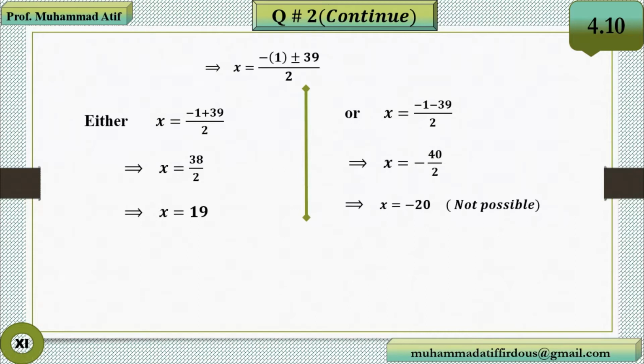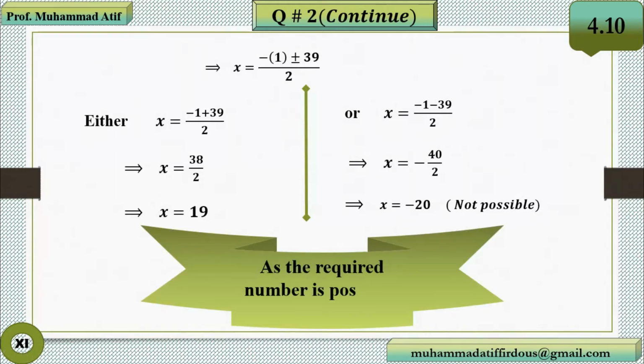So skip minus 20. Why? Because we supposed that the required number is positive. So as the required number is positive, we can only take x is equal to 19. Got it? Okay. Next.